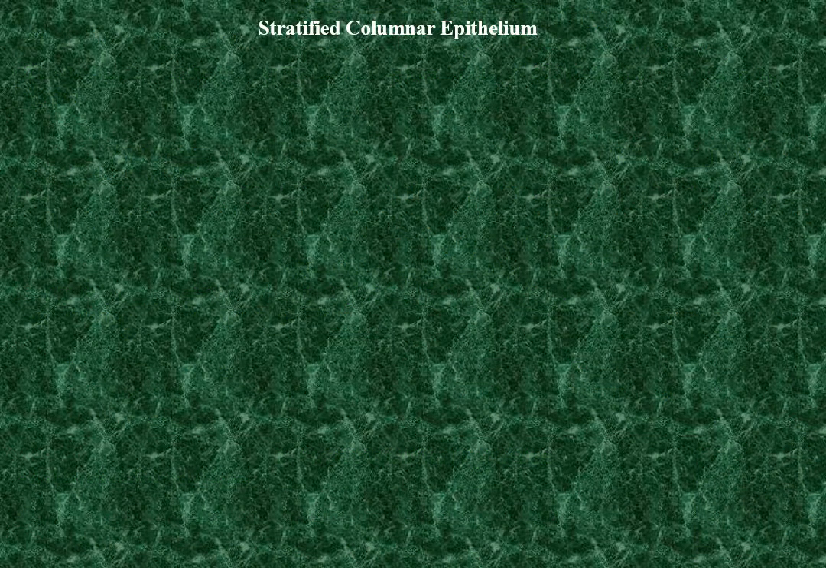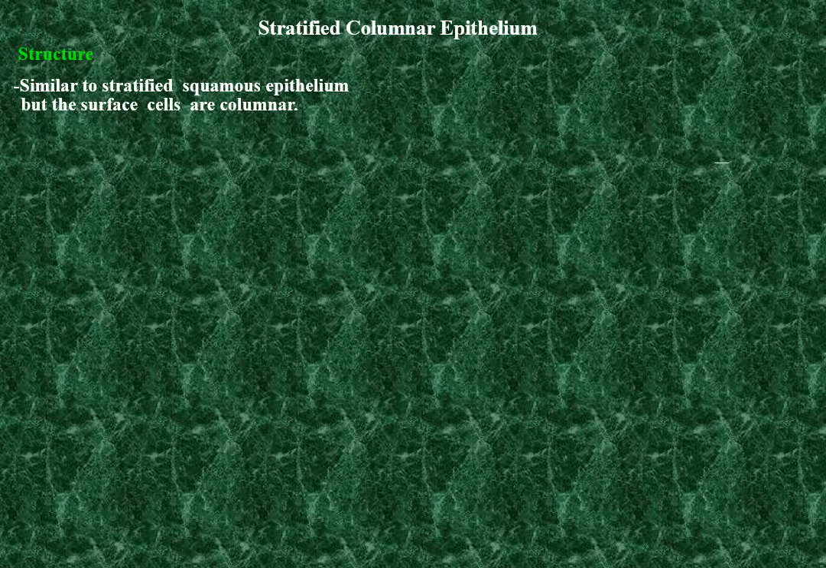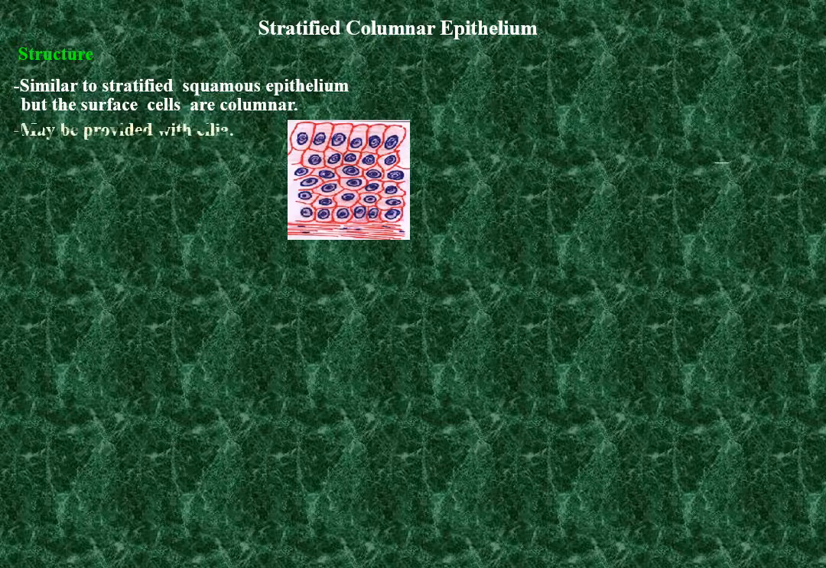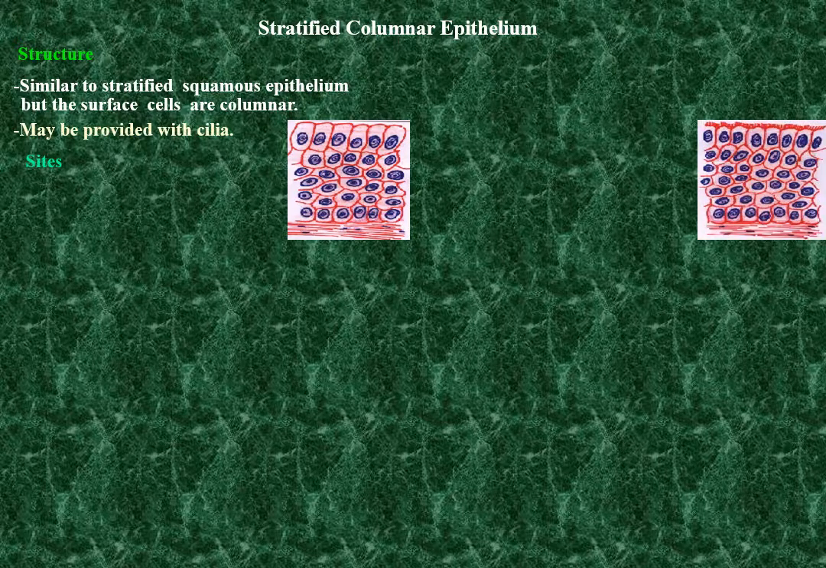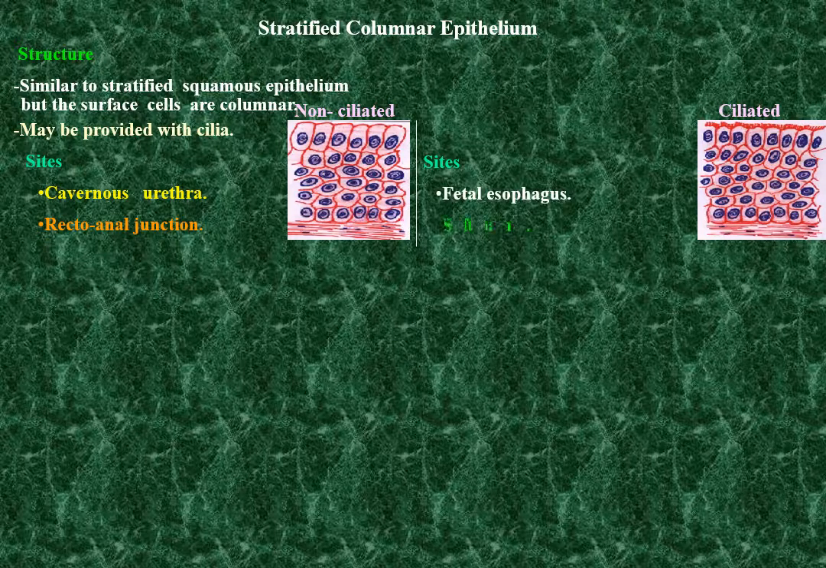Stratified columnar epithelium structure. It is similar to stratified squamous epithelium, that is, formed from basal columnar layer, intermediate polyhedral layers, but the surface cells are columnar and may be provided with cilia. Sites: stratified columnar epithelium, non-ciliated type, is present lining the cavernous urethra and rectoanal junction, while stratified columnar epithelium, ciliated type, is found lining the fetal esophagus and soft palate.